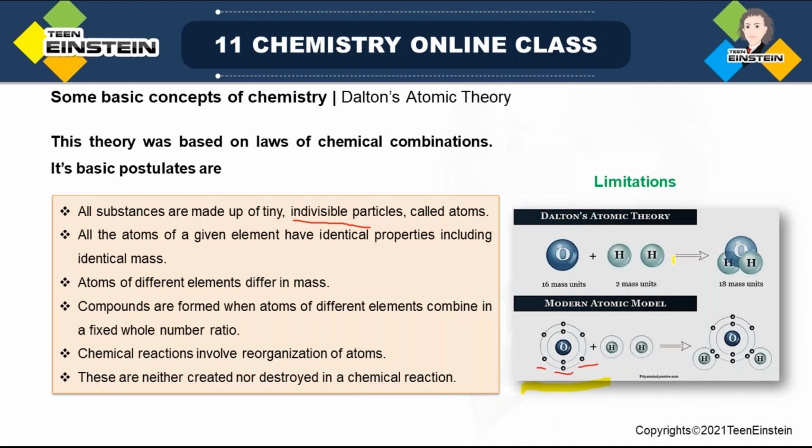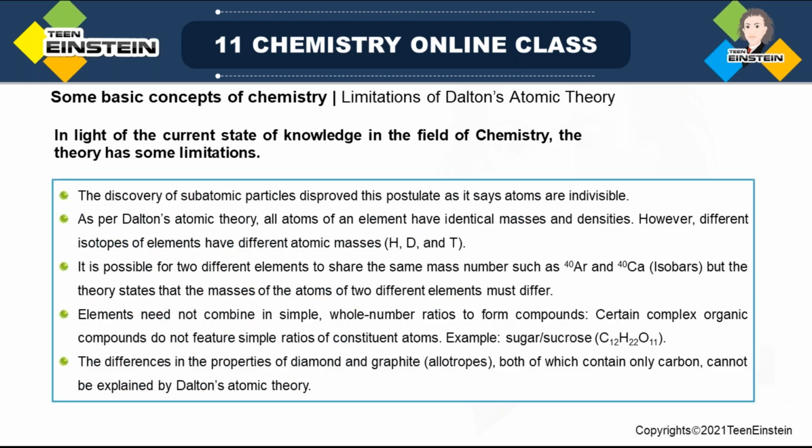So because of this, we cannot say that Dalton's atomic theory has no error. There are also some limitations. So now one by one we will see the limitations. In the light of the current state of knowledge in the field of chemistry, the theory has some limitations. The discovery of subatomic particles disproved this postulate, because according to it, atoms are indivisible, but actually atoms are not indivisible. Okay, so this is the difference.